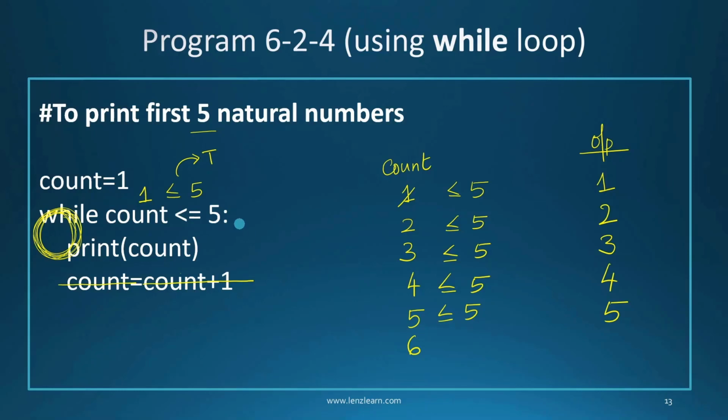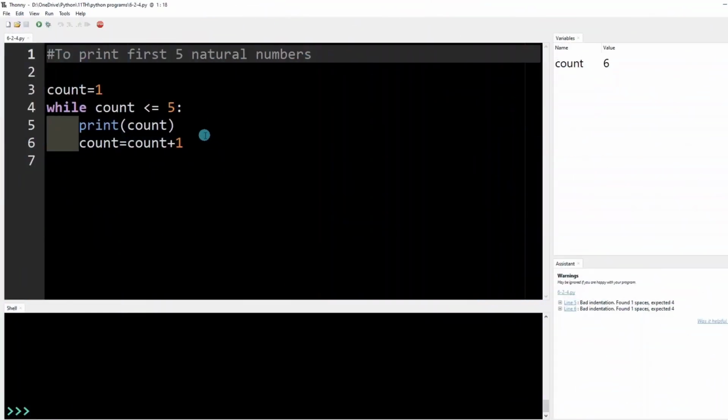This will not happen in for loop, because in for loop the number of iterations is controlled by range function or by the sequence. So when the sequence is exhausted, automatically the for loop will stop, right? But when you're working with while loop, you have to make sure that eventually the condition will become false and while loop will terminate. Okay, so that is your responsibility as a programmer. So now let us run this program and see the result. Now our program is ready. Now I'll click the run button.